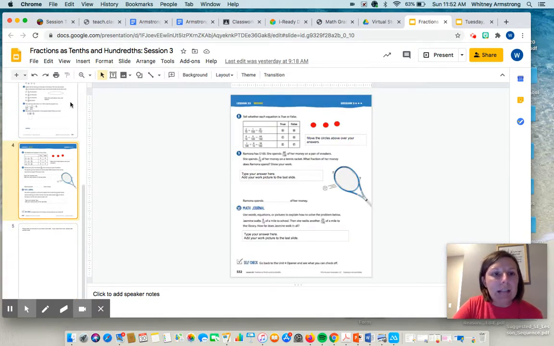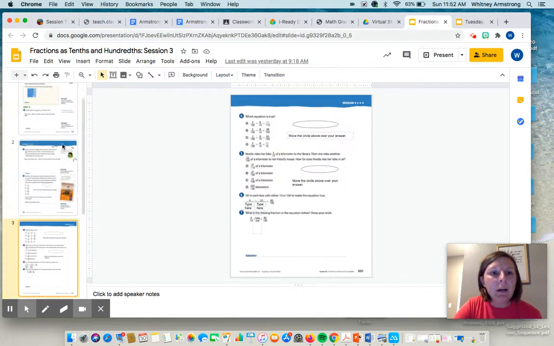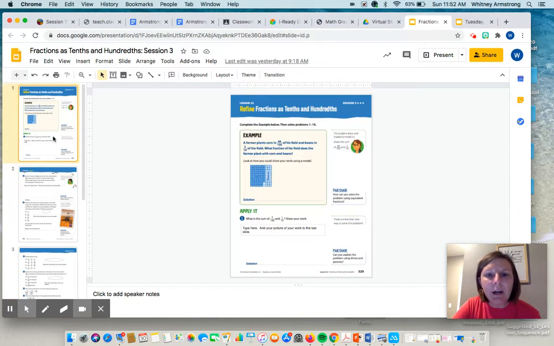So slides 3 and 4 are for you to work. You still need to work out 1 through 3. Okay, you still need to add the answers in there for those, which I just did with you. So that should be pretty easy for you to do.